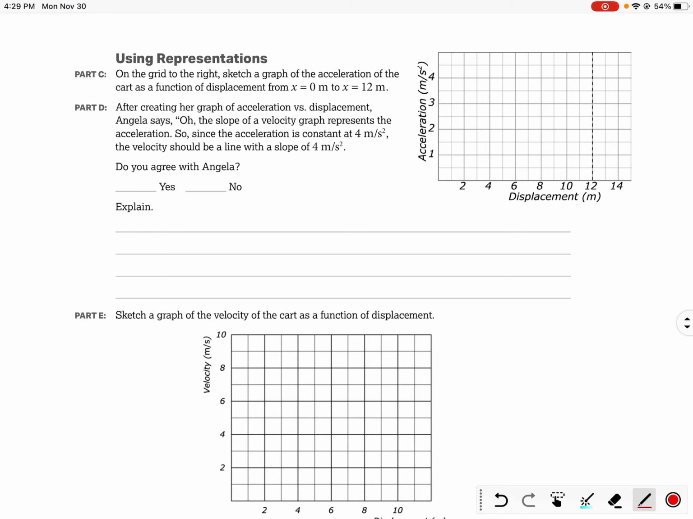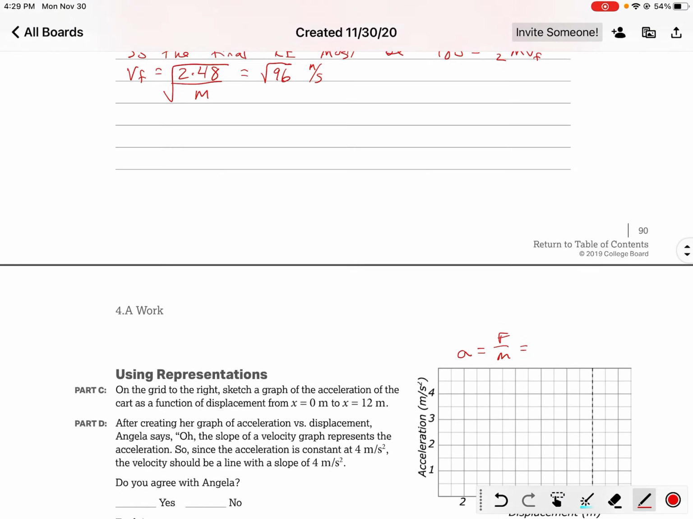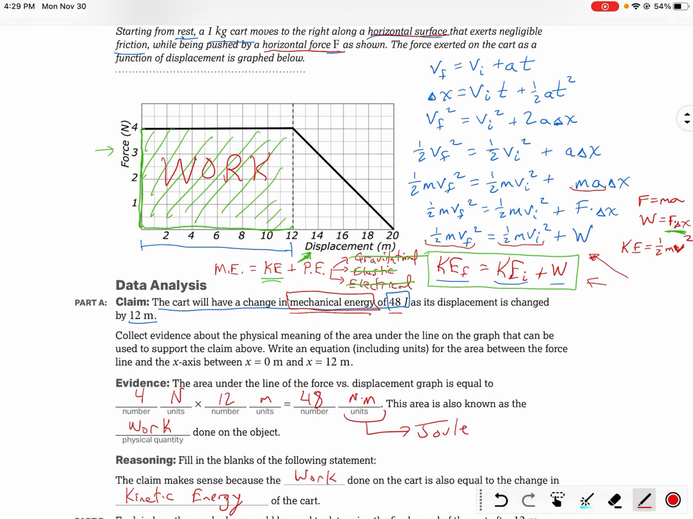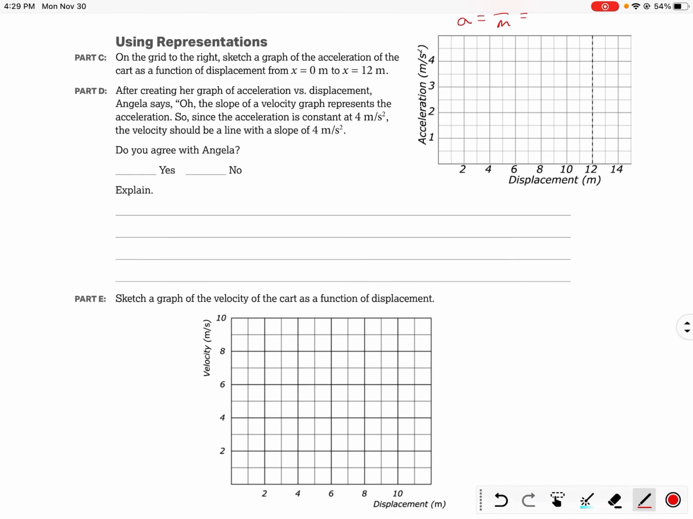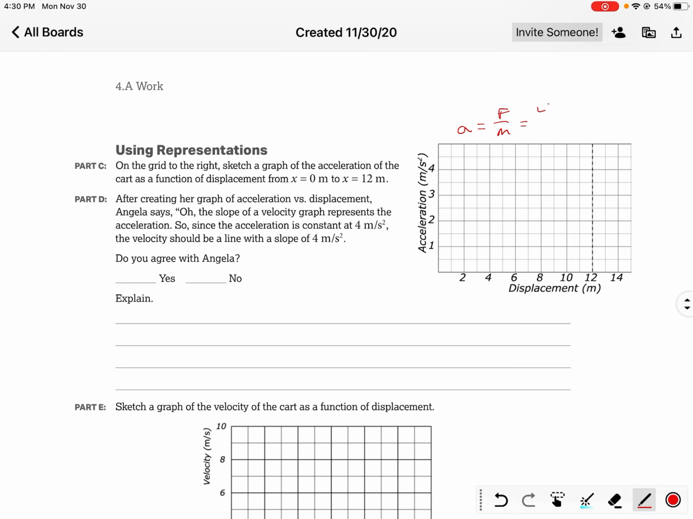So on the grid to the right, sketch a graph of the acceleration of the cart as a function of displacement. Well, Newton's second law says that the acceleration is the force divided by the mass. The force here is simply 4 newtons. The mass is 1 kilogram, so it's 4 meters per second squared. If I was going to graph that over the first 12 meters, it would just be a straight line.